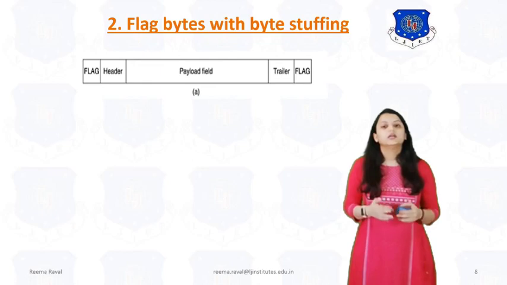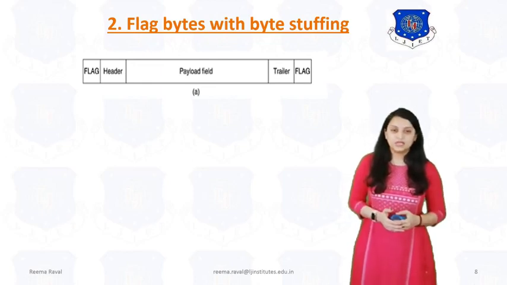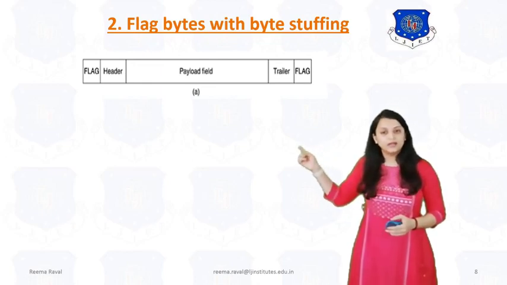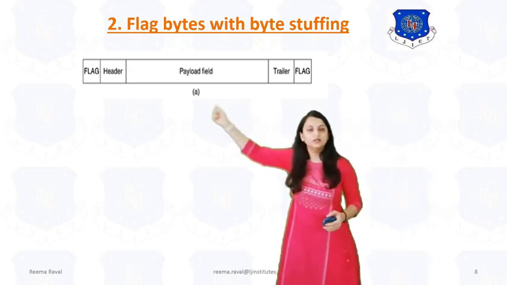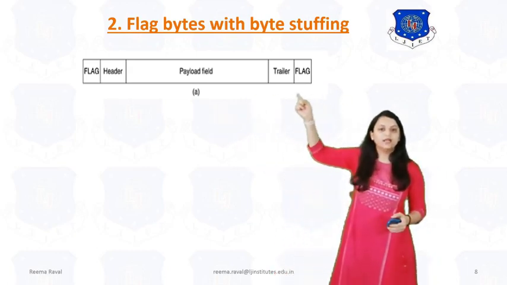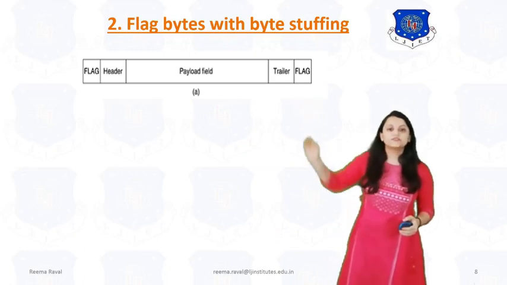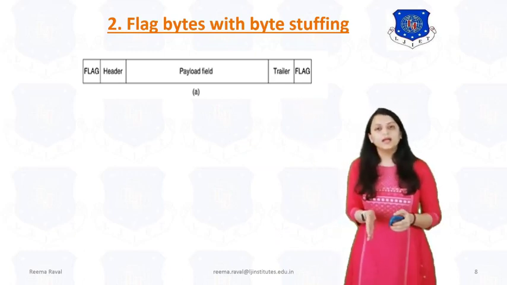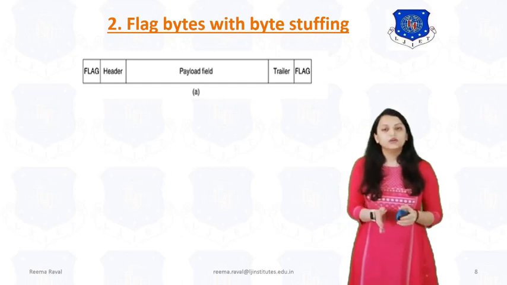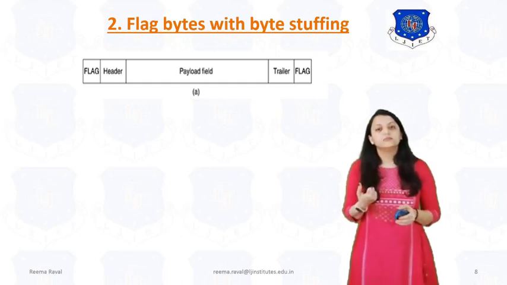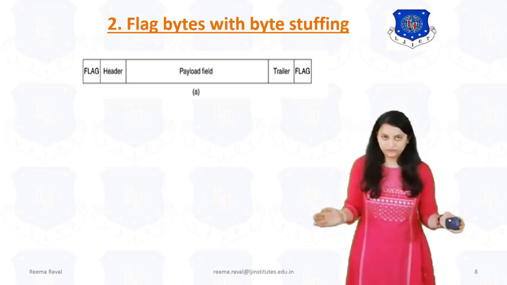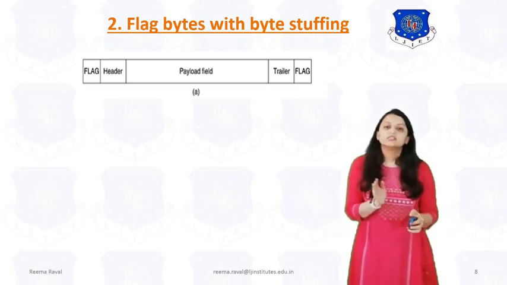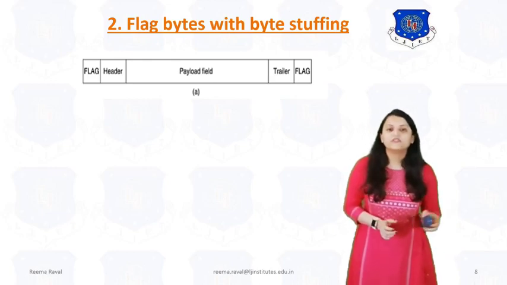So here in the frame structure, as you can see, there are header, trailer and payload fields. Previous to the header and after the trailer, a flag byte is associated. Now what is a flag byte? A flag byte is a particular, decided bit sequence which is established at the starting and ending of the frame, which indicates the starting of that particular frame and the ending of that particular frame.